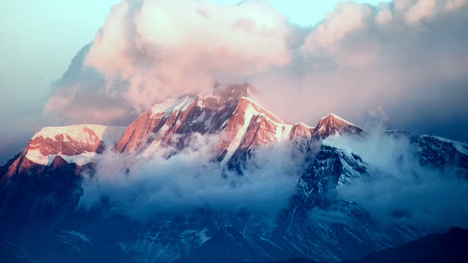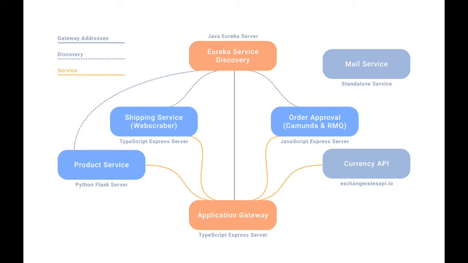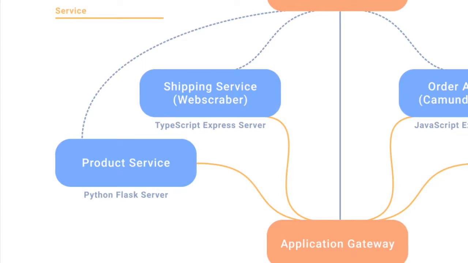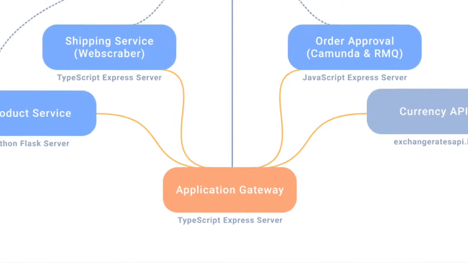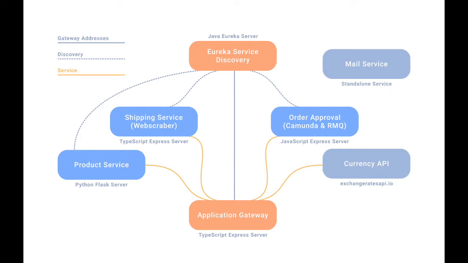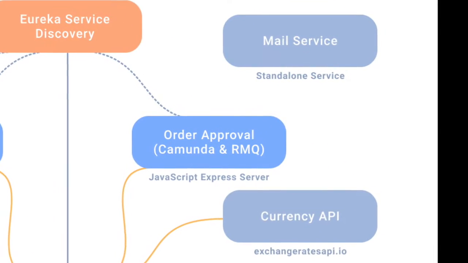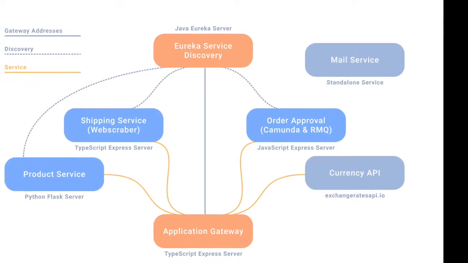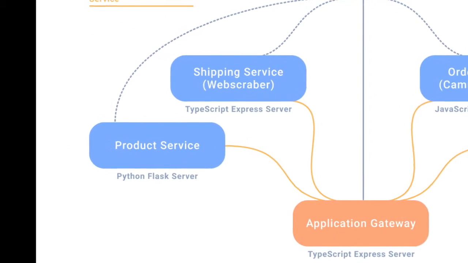So now let's look at our actual solution and take a deeper look into the actual architecture of the project. In this overview, we can see the different services that we have in our project. You can see the microservices marked in blue and the necessary Eureka and application gateway marked in orange. And on the right side, we have our currency API as our web service, then a mail service as a standalone service for itself. Our product service handles all the different CRUD operations for products, orders, and warehouses.